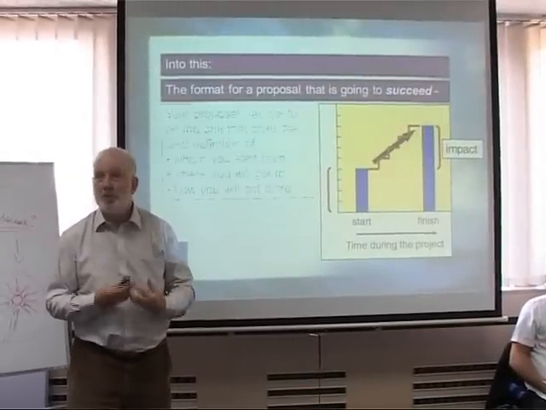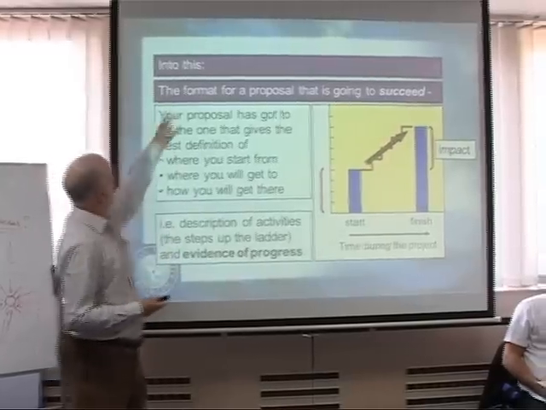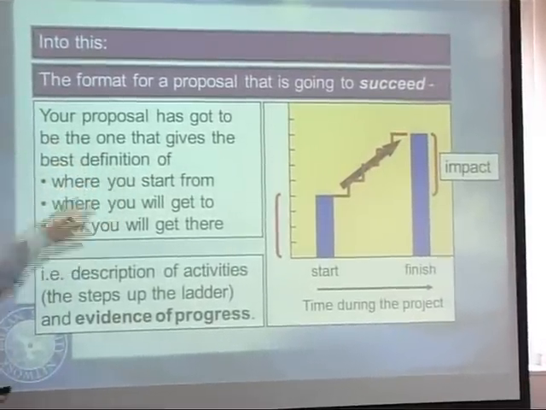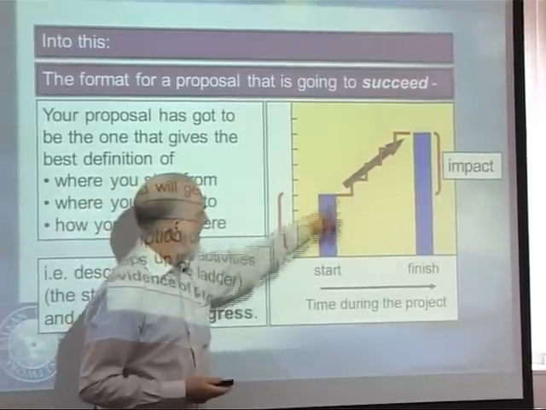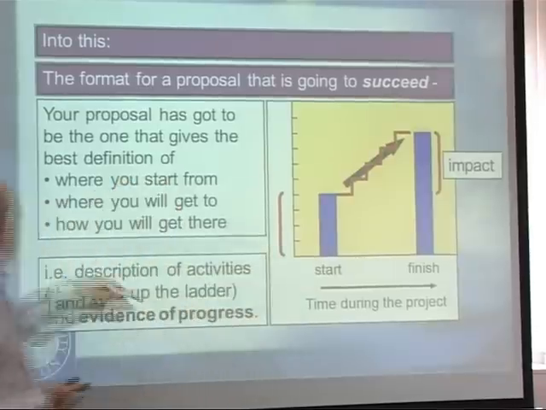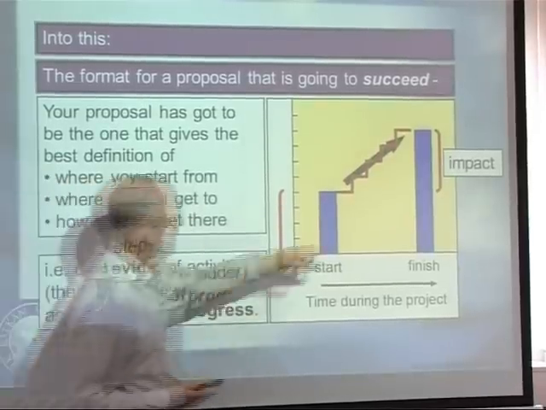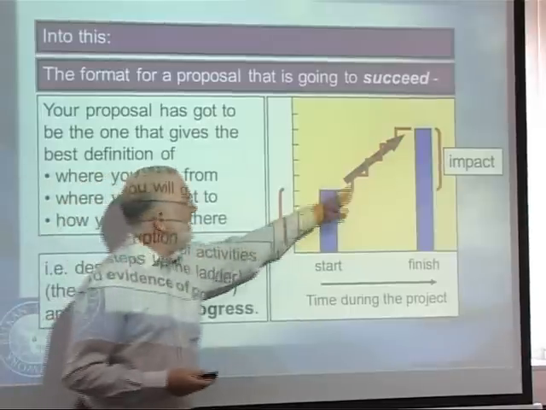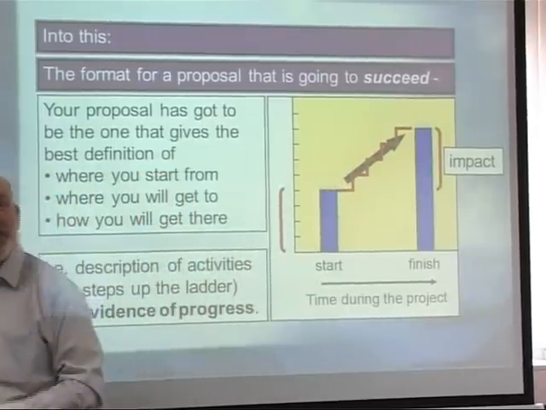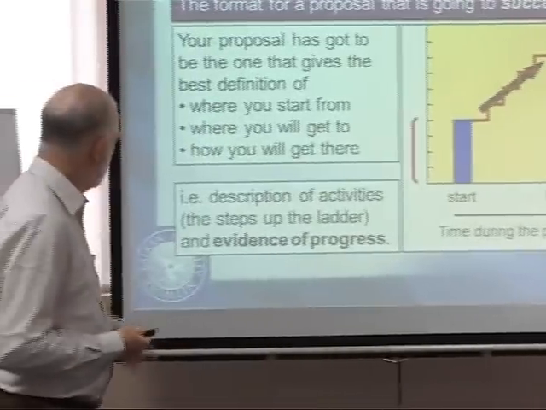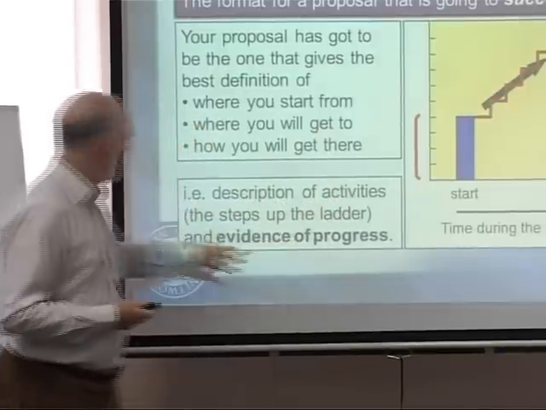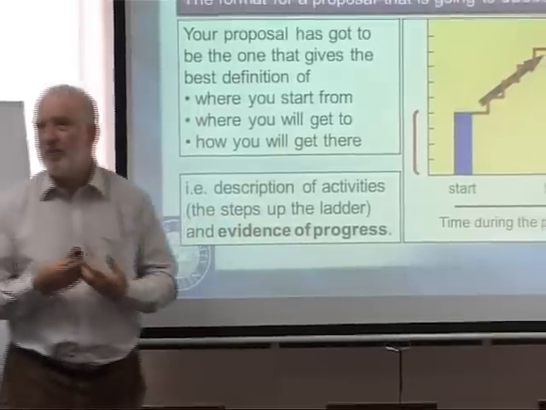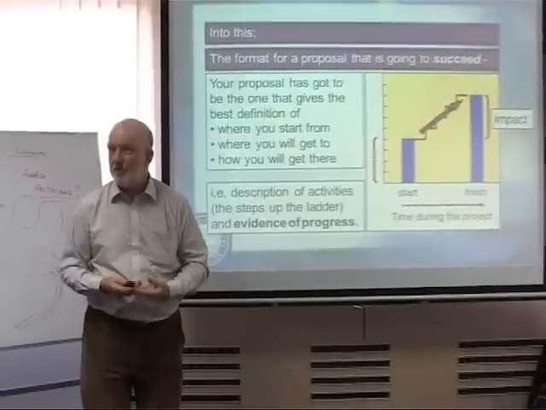Your proposals which are going to be funded will look like this. Format for a proposal that's going to succeed. It has got to be the one that gives the best definition of where you start from. Definition of where you will get to. And also how you will get there. Clear definition of the steps up the ladder from the beginning to the end of your project. So, you will need to have a description of the activities and evidence of progress. Very important. Feedback to demonstrate that your project is going to achieve its objectives.